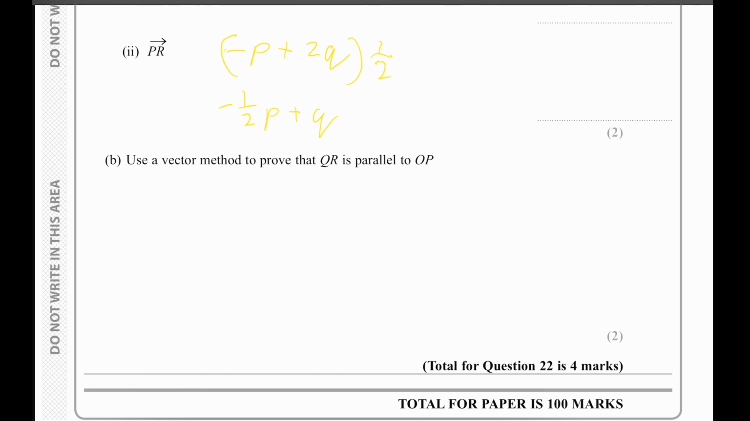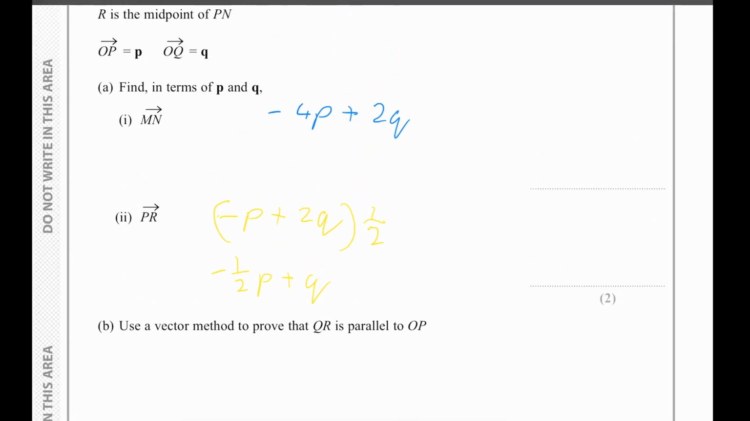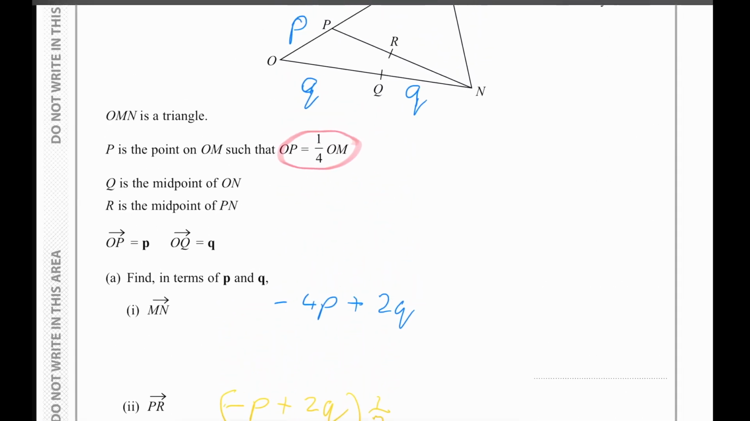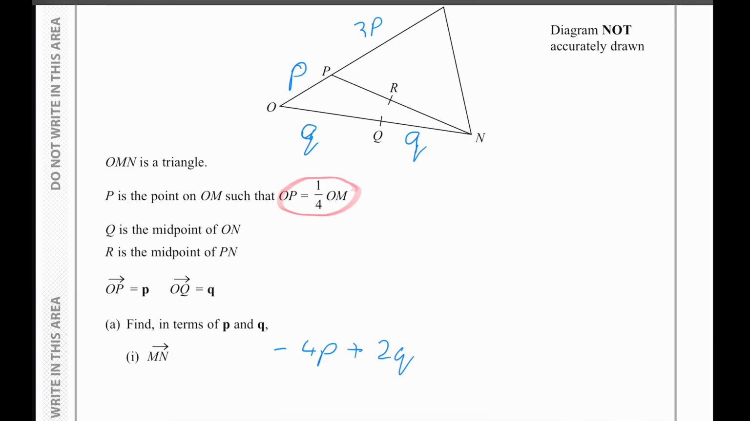Right, so last up, use a vector method to prove that QR is parallel to OP. If this is the case, the two vectors will differ by a scalar, but they would both be the same vector. So it would be p times a half, p times 3, p times 4. As long as we can do that, we know that they are parallel. So we need to find and prove that these two vectors are equal. We've already got OP, it's just p, so we need to try and find QR.